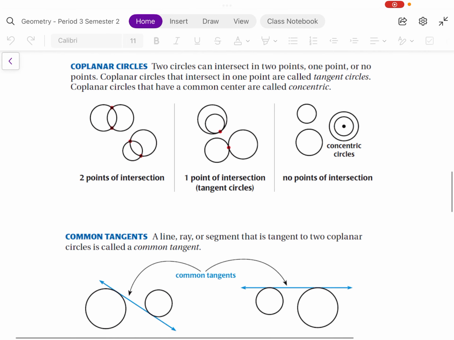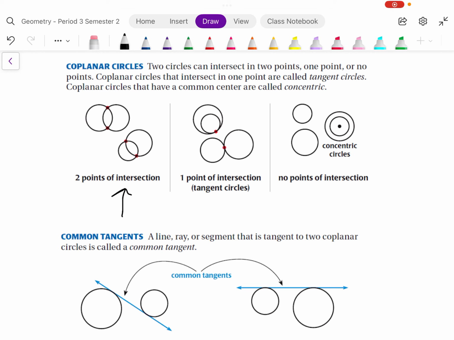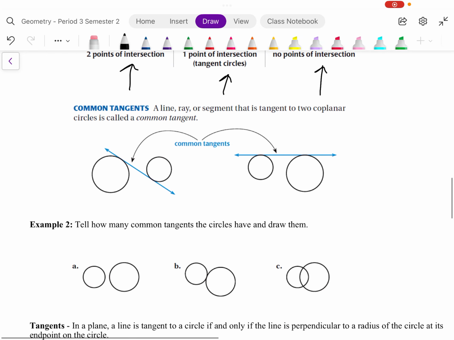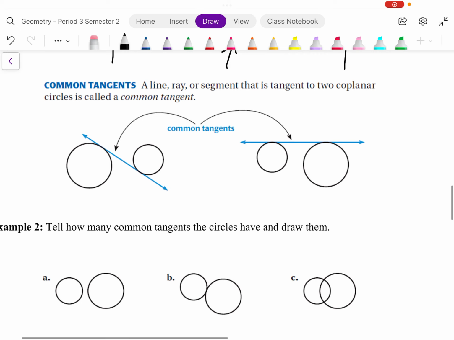Okay, so next we have our coplanar circles. And this is two circles can intersect at 2 points, like the first example, 1 point, or at no points. And when this happens, we will have something called common tangents sometimes. And common tangents are just lines that meet up with both circles at exactly 1 point.